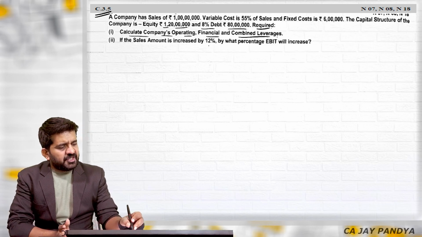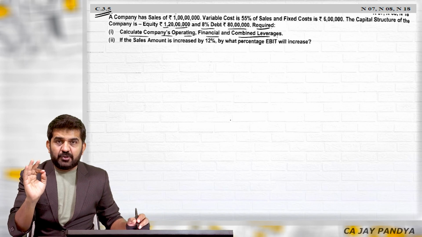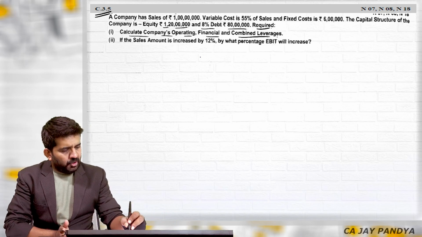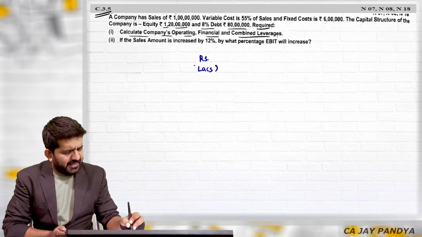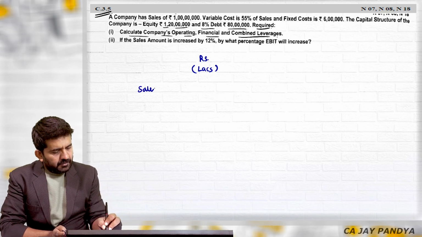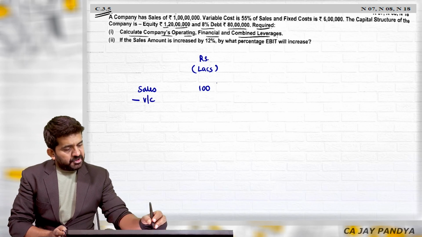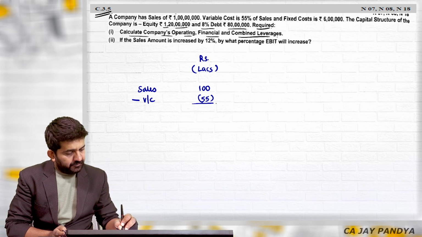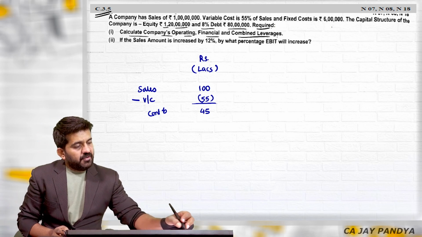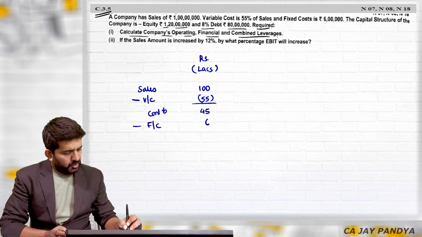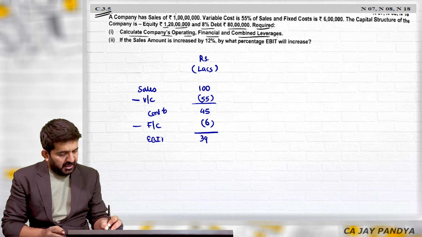If the sales amount is increased by 12%, by what percentage will EBIT increase? And here we will use the concept of leverage. Let us first solve the first question, that is operating, financial and combined leverage. I am writing it in lakhs, so my question will become easy. Sales is 100 lakhs minus variable cost is 55%. So 55. Contribution will be 45. Fixed cost is 6 lakhs, minus fixed cost 6 lakhs. This will be 39, which is EBIT.